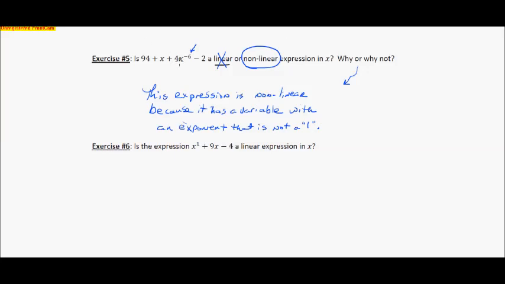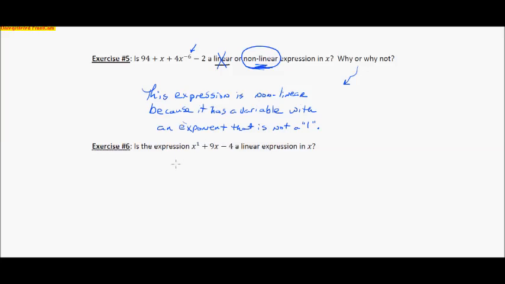Okay, as soon as I see an exponent with a variable that's not 1, then I know I have a nonlinear expression. Okay, it could be something that's parabolic, it could be something that's exponential, it could be something else. All of those are exponents that are not equal to 1.